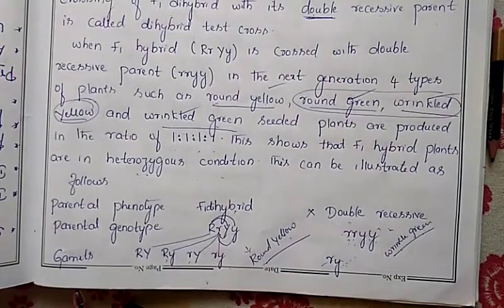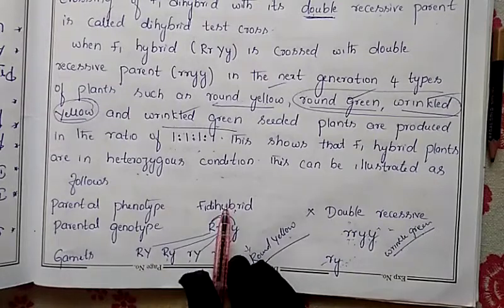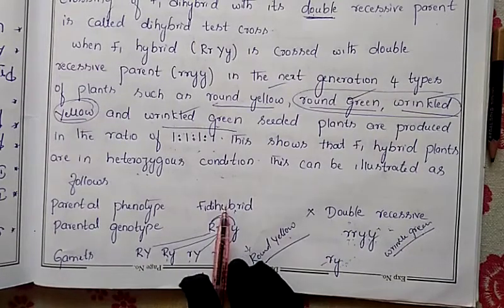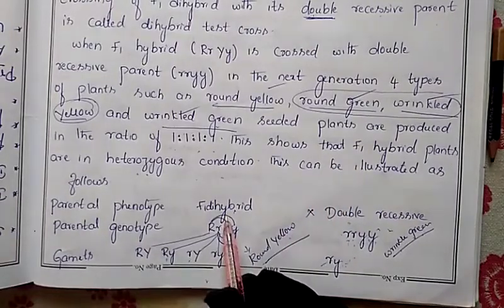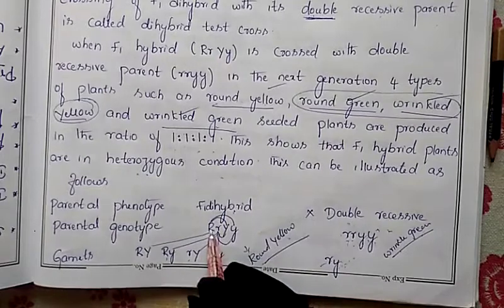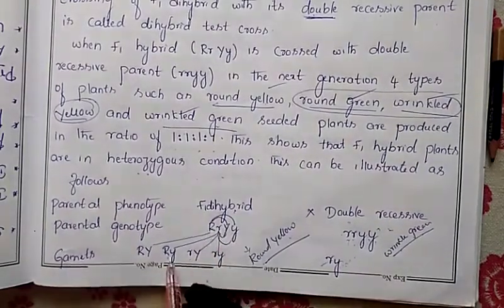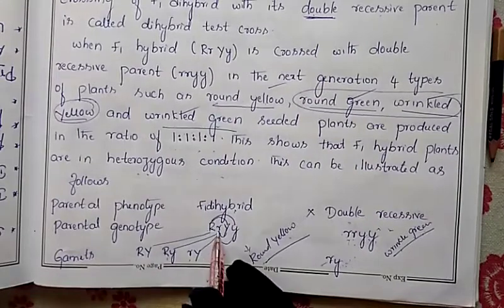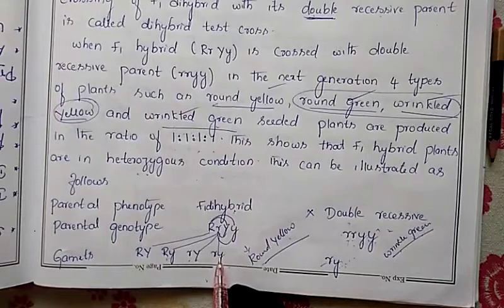Now we will write the gamete illustration. Four different gametes will form because it is in a heterozygous condition. If it is in a homozygous condition, we get a single gamete, but here it is heterozygous, so four gametes arise. Capital R, capital Y: this is one gamete. Capital R, small y: one gamete. Small r, capital Y: one gamete. Small r, small y: one gamete.